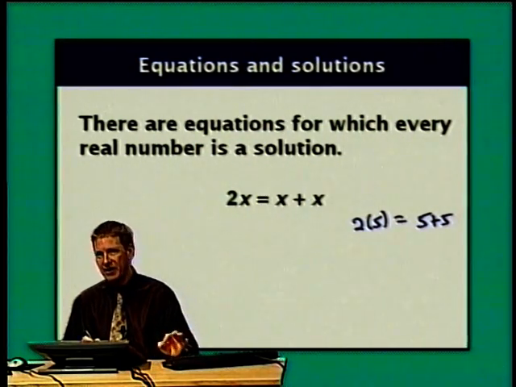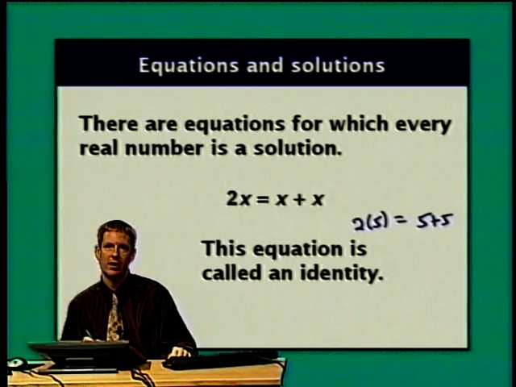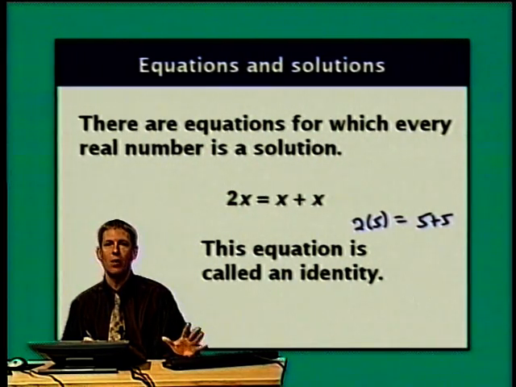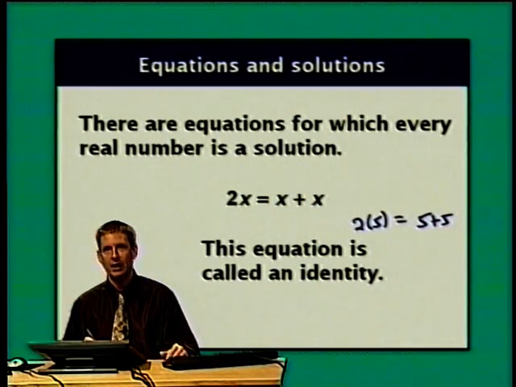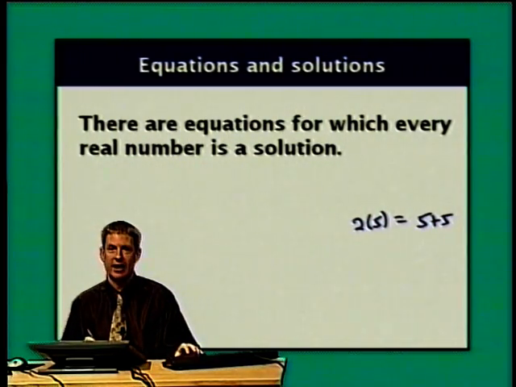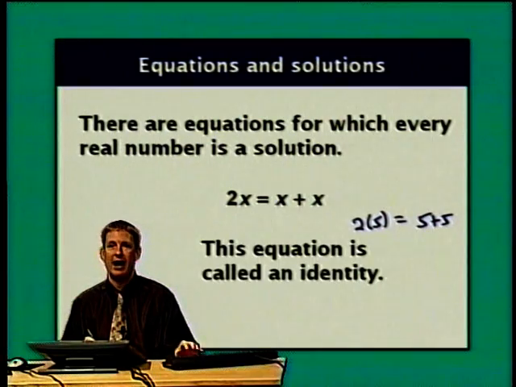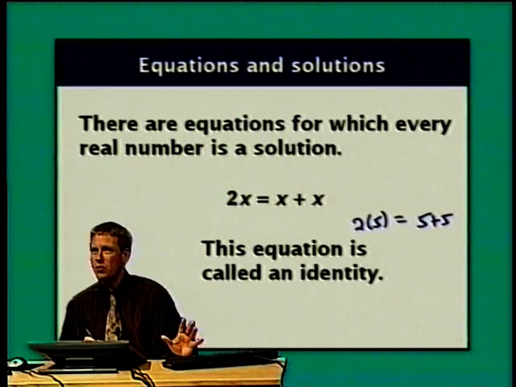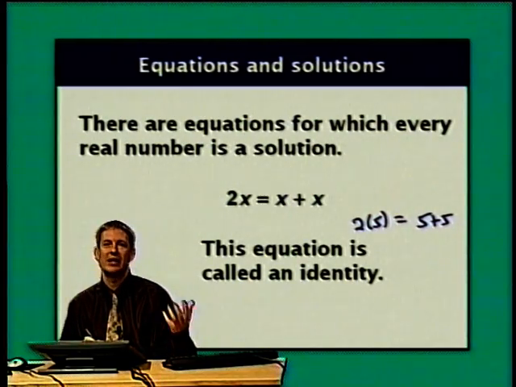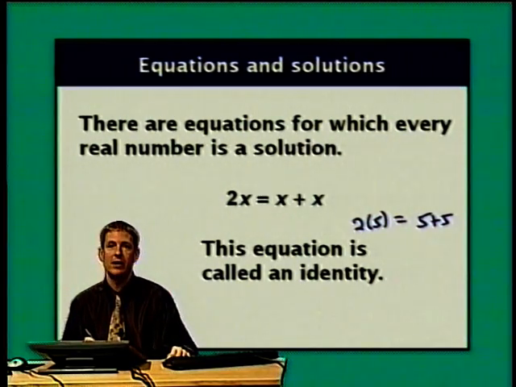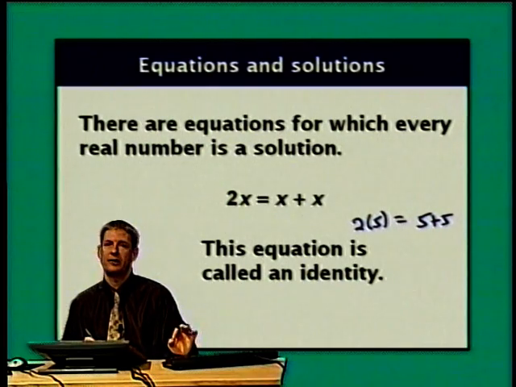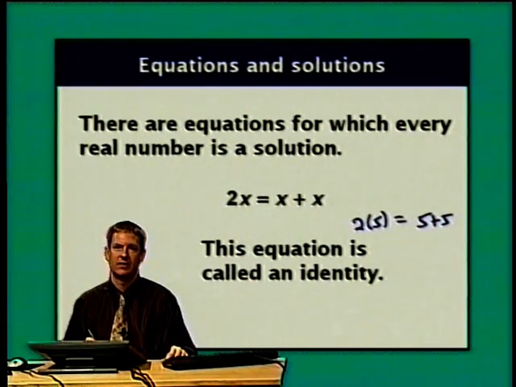Equations for which every number is a solution are called identities. So the equation 2x equals x plus x is called an identity. Now these last two words that I introduced, contradiction and identity, are words that you're not going to hear often enough to just naturally assimilate into your vocabulary. So you're going to want to make a conscious effort to memorize the meaning of those two words.